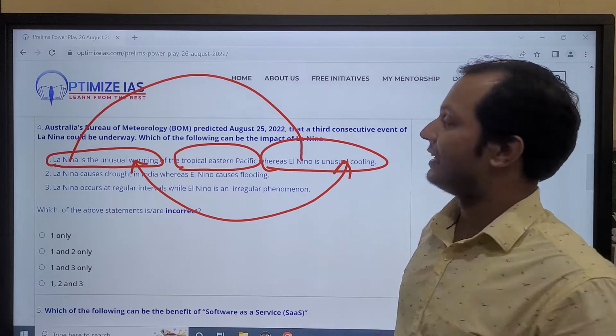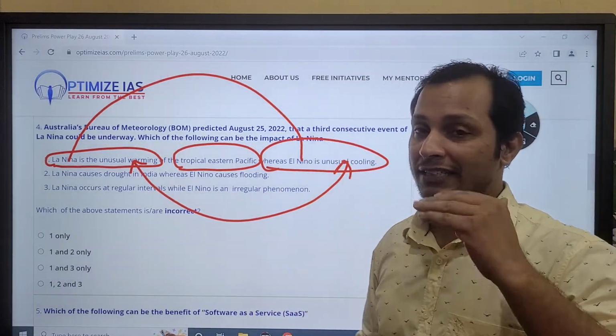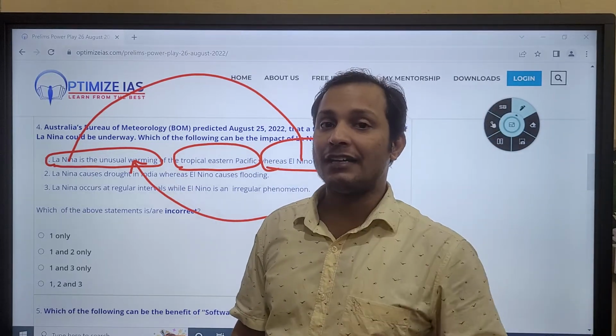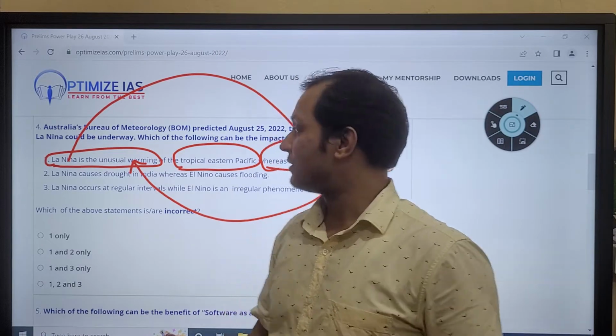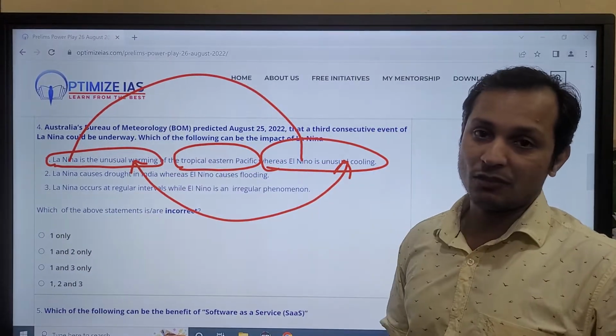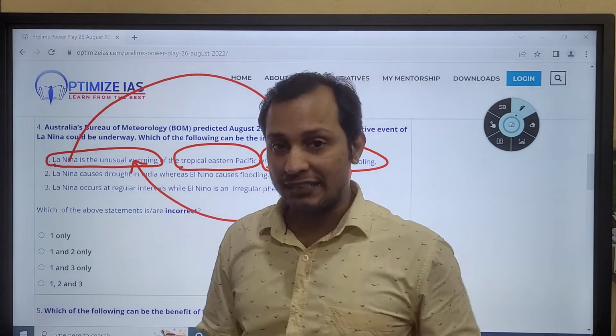UPSC changes the related terms. So if you have learnt La Nina and El Nino, you can tell easily that La Nina is cooling and El Nino is heating or warming. So this statement is incorrect. Okay, this statement is incorrect, but you can solve this statement by option elimination technique also.